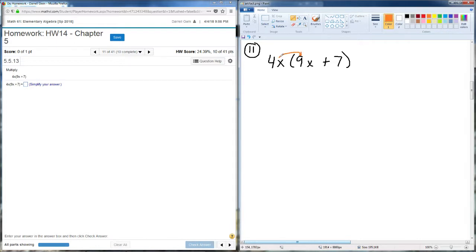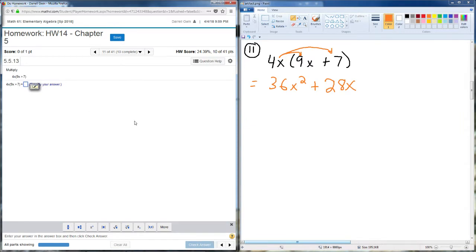Distribution is just this. This 4x term is going to multiply into every term inside the polynomial in the parentheses. So the first term in the parentheses is 9x, so 4x times 9x. After a while, you should get really good at this, where you're just going to go 4 times 9 is 36, x times x is x squared. After you do a couple problems, you should be getting this fast. 4 times 7 is 28, and there's 1x. There we go. This should be how you normally solve these problems this quickly without doing all that work.